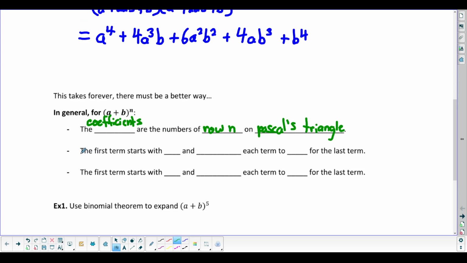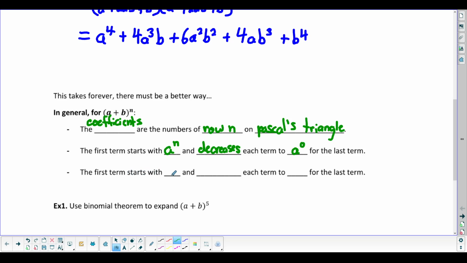Okay. The first term starts with a to the power of n and descends, or decreases, each term to a to the power of 0 for the last term. And usually we don't write the a to the power of 0 part. We just leave it blank. We could write it in every time. But remember, anything to the power of 0 is just 1. So multiply by 1, doesn't really make a difference.